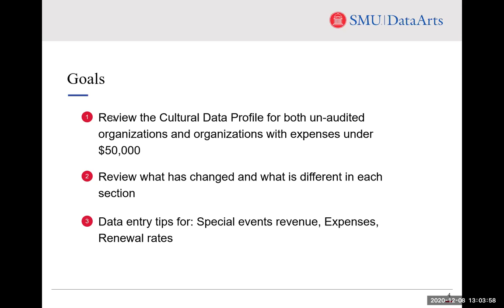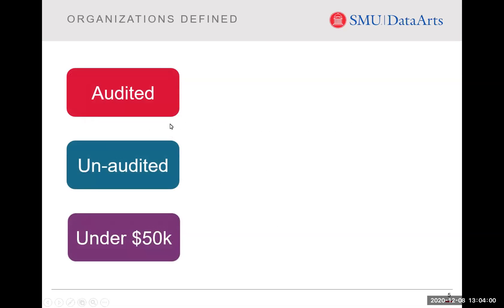Before we walk through each section though, I want to take a moment to review the 3 different types of organizations that will complete the cultural data profile. They are audited organizations, unaudited organizations, and organizations with under $50,000 in annual expenses. Each of these categories of organization will fill out slightly different versions of the survey.